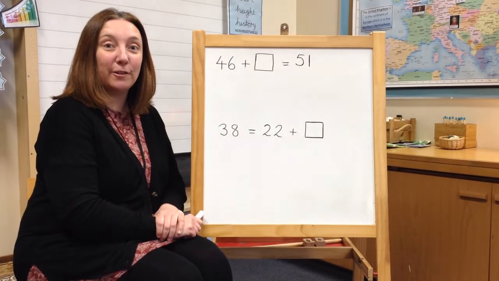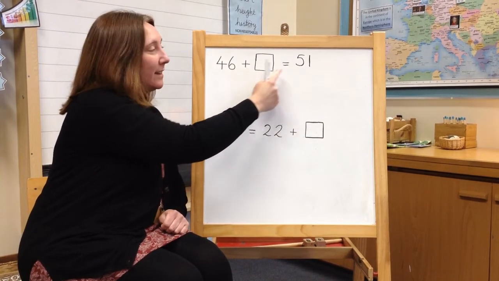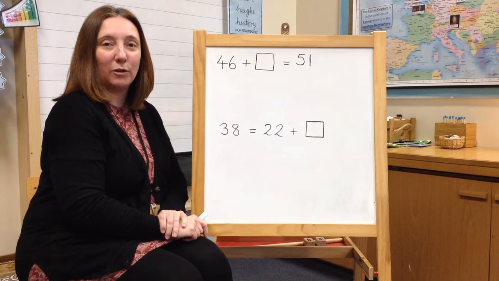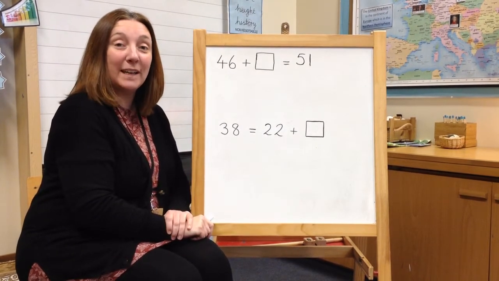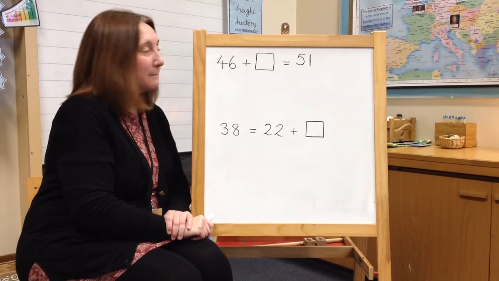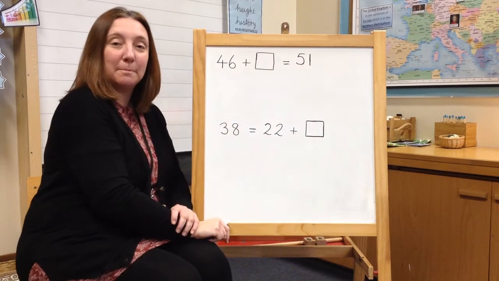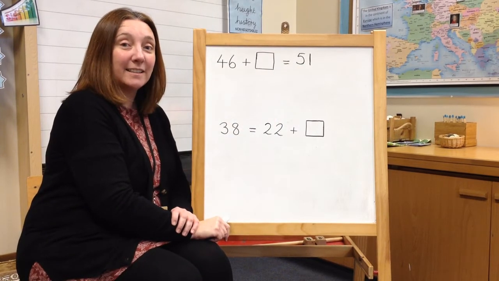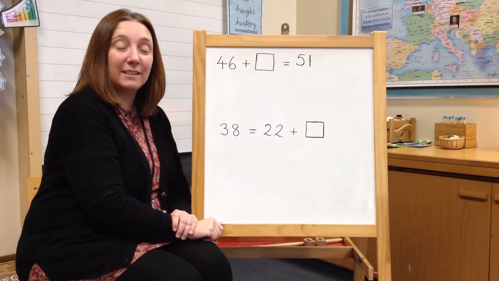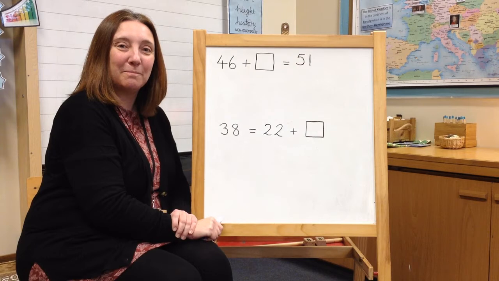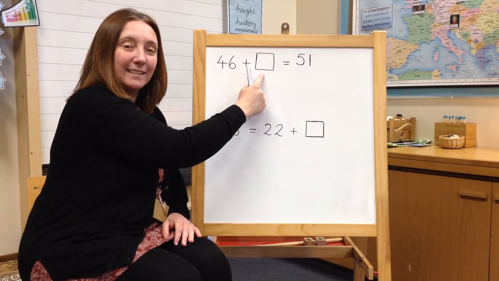Okay, let's start with the first equation. 46 add something gives us a total of 51. The addend is the missing number that we need to try and work out. We've been given the other addend and the total, or the sum. Now from yesterday's learning, we know that the total is the number of the greatest value in the equation. So the addend will be a number that is less.